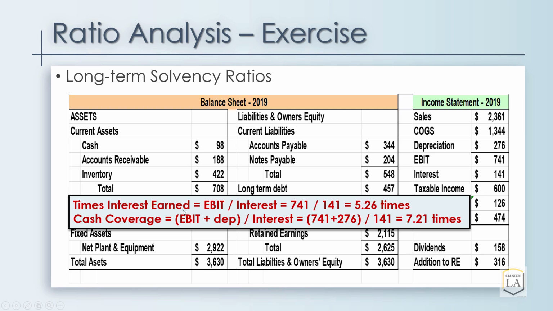Also, times interest earned and cash coverage ratios can be computed with the items from the income statement. So EBIT, and then you divide it by interest. That will give you times interest earned. And for cash coverage, if you add back the depreciation, so 741 plus 276, that will be your new numerator. And then you divide it by interest of 141, and that would give you the cash coverage.